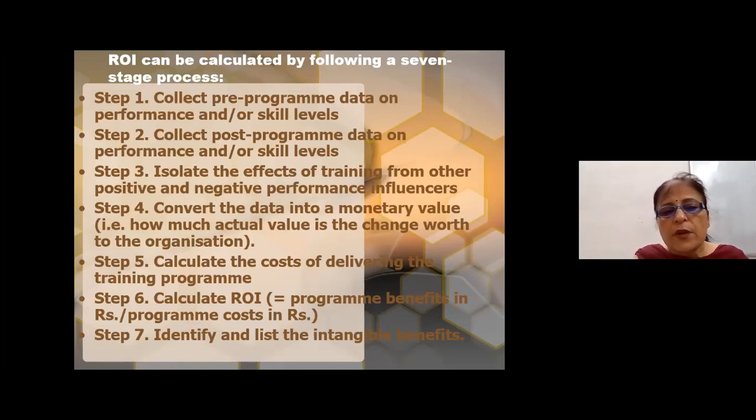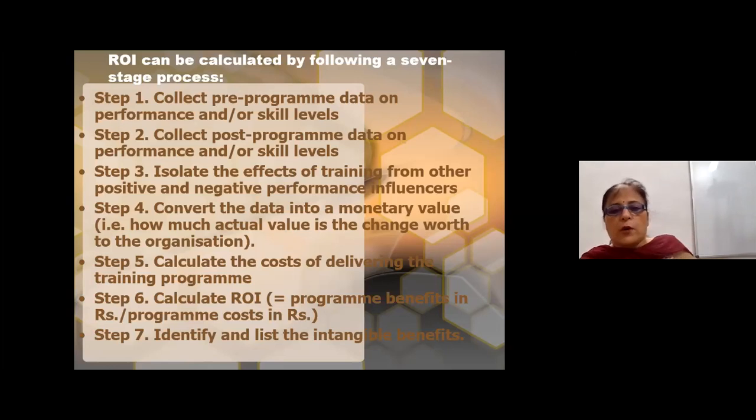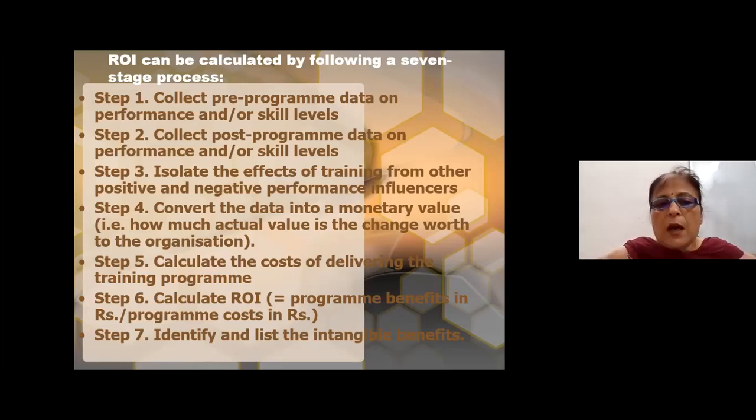Then step 4 is converting the data into a monetary value. So you're getting some data from steps 1, 2, 3, and now you will convert it into a monetary value. That is a tedious job, but you have to learn how to convert it. How much actual value is the change worth to the organization? And step 5 is to calculate the costs of delivering the training program.